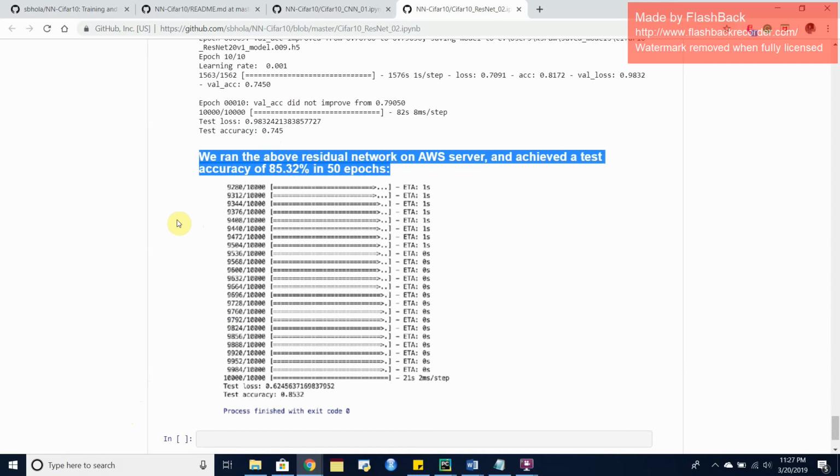Currently we have used version 1 of ResNet. In the future we will implement version 2 to boost our accuracy.